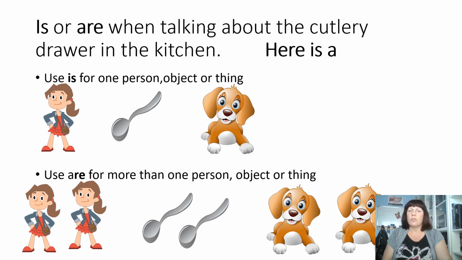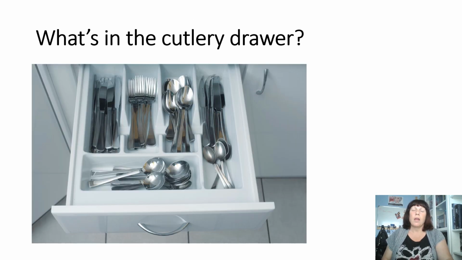Here is a dog. And then when we want to talk about more than one person, object or thing, we have to say are. Here are two girls. Here are two spoons. Here are two dogs. So what's in the cutlery drawer?